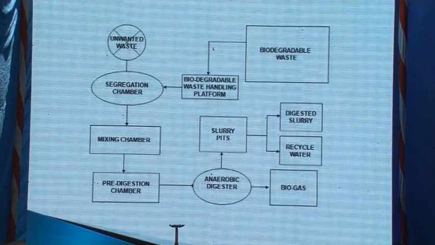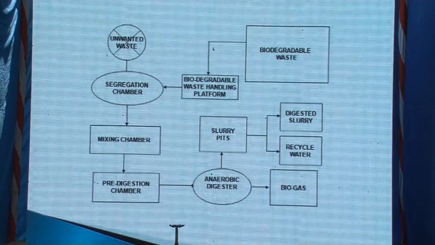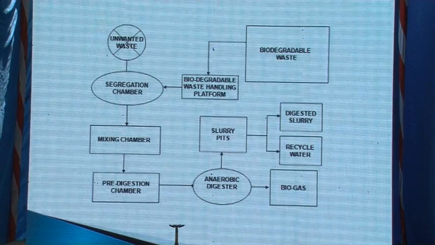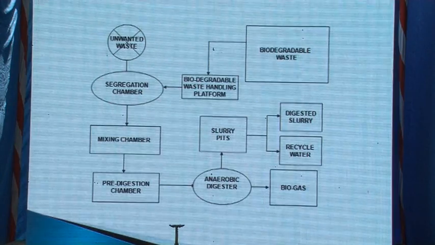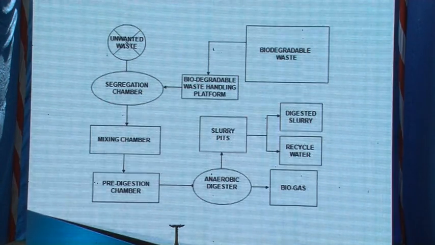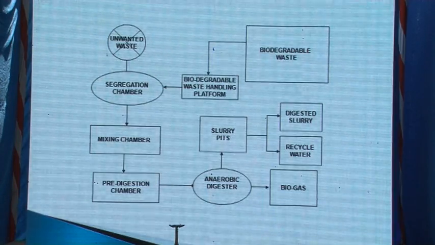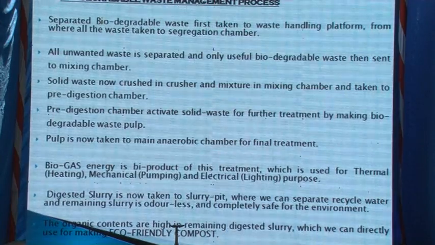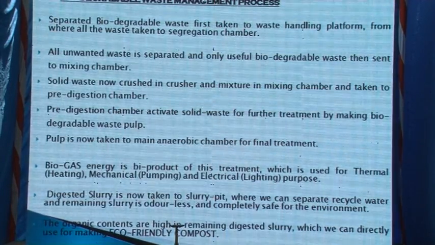Degradable waste, then the degradable waste handling platform, then the segregation chamber, then the mixing chamber, the pre-digestion chamber, then the anaerobic digester, slurry pits, solid pits to digested slurry, recycle water, and from the anaerobic digester it goes to the biogas plant. These are the biodegradable waste management processes in detail.